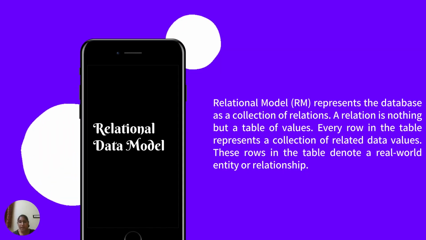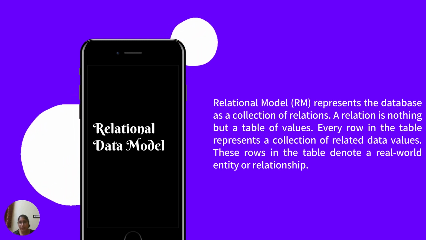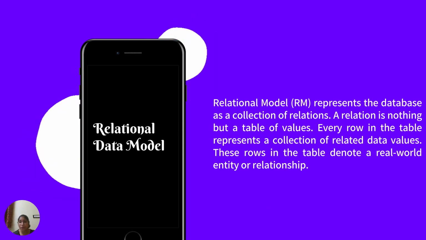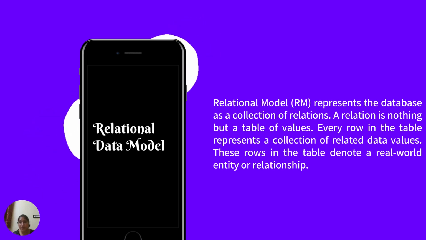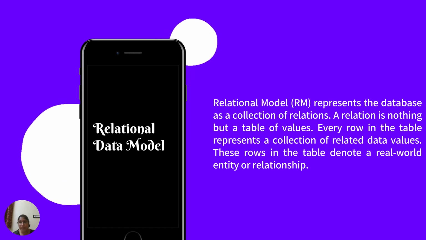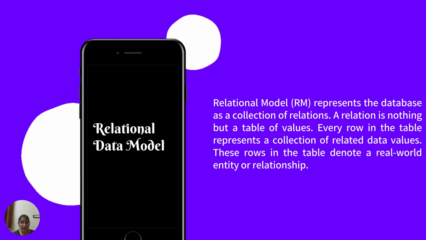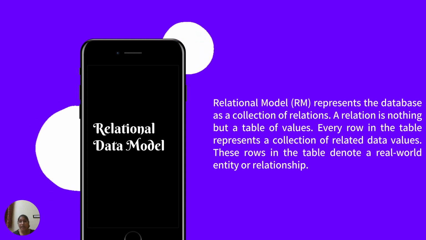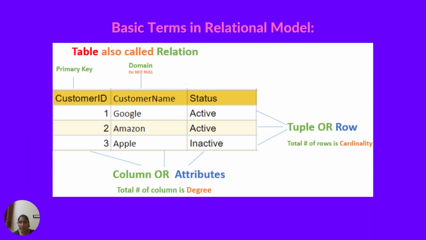Now, I will be talking about relational data model. Relational model represents database as a collection of relations. Here, relation refers to the table consisting of values. Every row in the table represents a collection of related data values. The existence of rows in the table denotes a real world entity or relationship. In relational model, data is represented as a table. I will explain all the basic terms in a relational model in the coming slides.